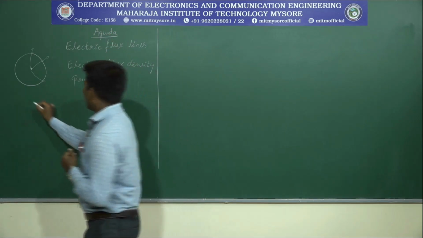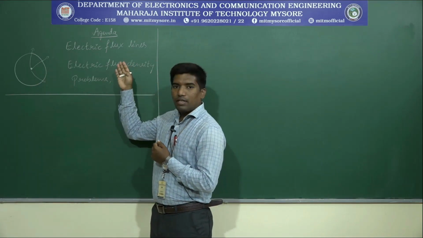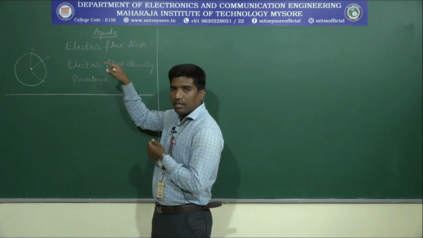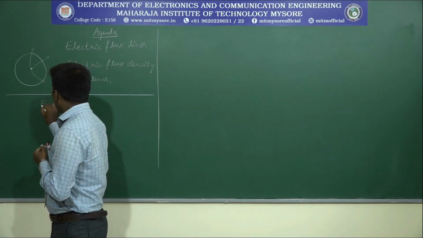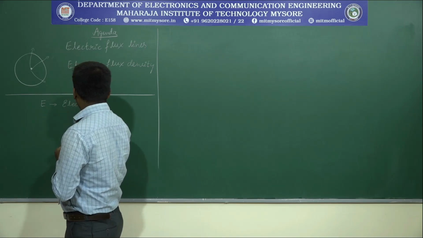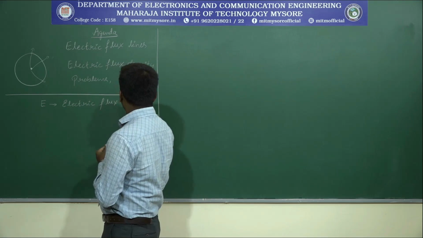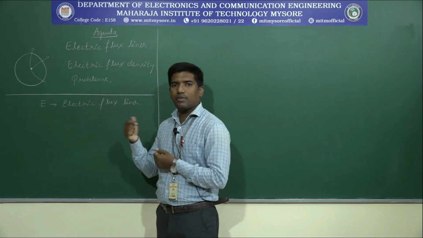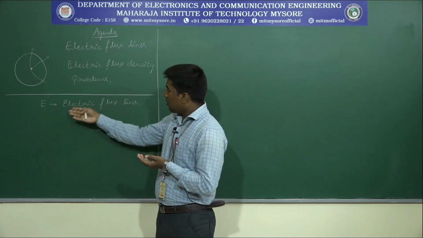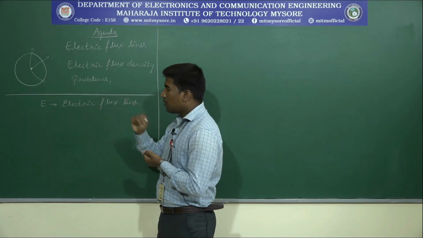Now, according to Faraday's experimental observation, as I said, electric field intensity E is visualized as electric flux lines, right? On what basis is electric field intensity visualized as electric flux lines? There should be some conditions, right? In order to visualize electric field intensity in terms of electric flux lines, there should be four conditions.